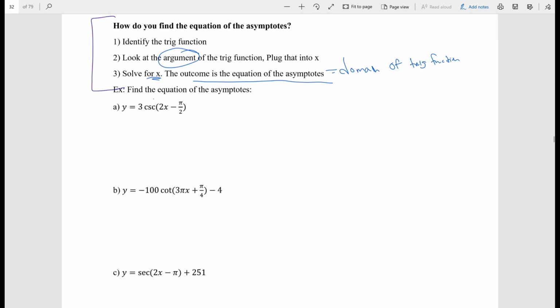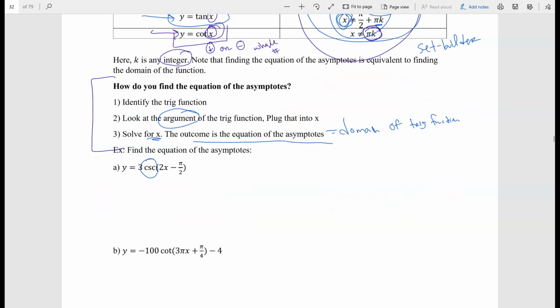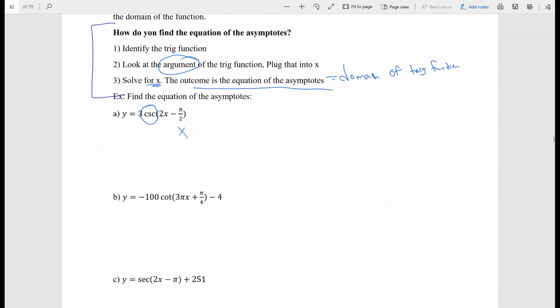Okay, so here we are dealing with cosecant. So let's look up to our little chart. Cosecant, the equation of the asymptotes is x is not equal to pi k. Okay, so x is not equal to pi k. That is the equation of the asymptotes. So now what you've got to be able to do is find the inside. So the inside is this 2x minus pi over 2.